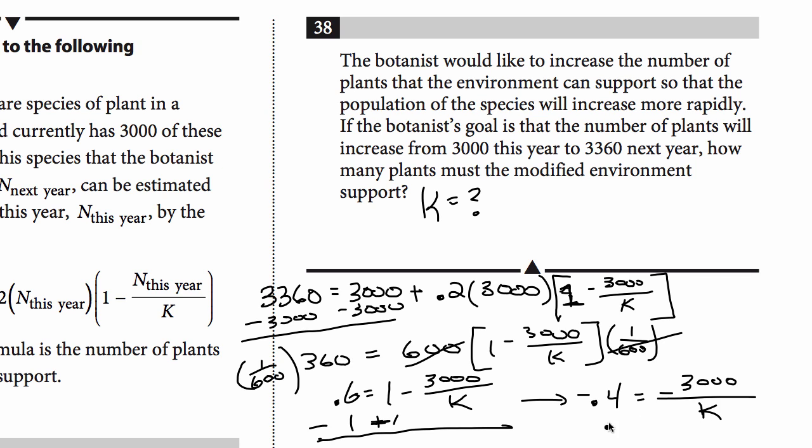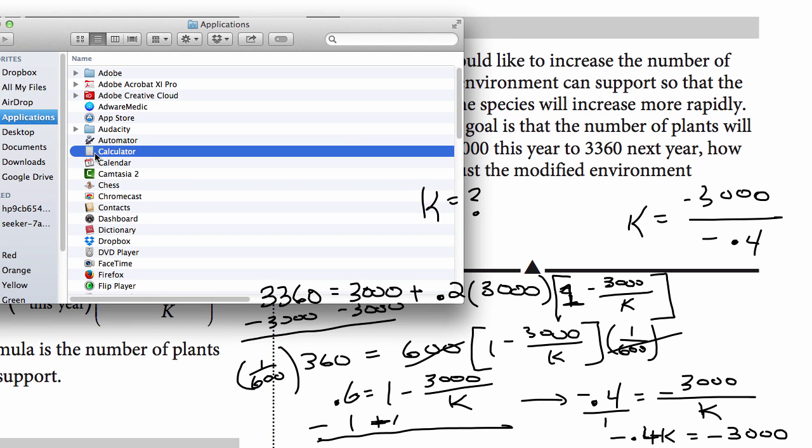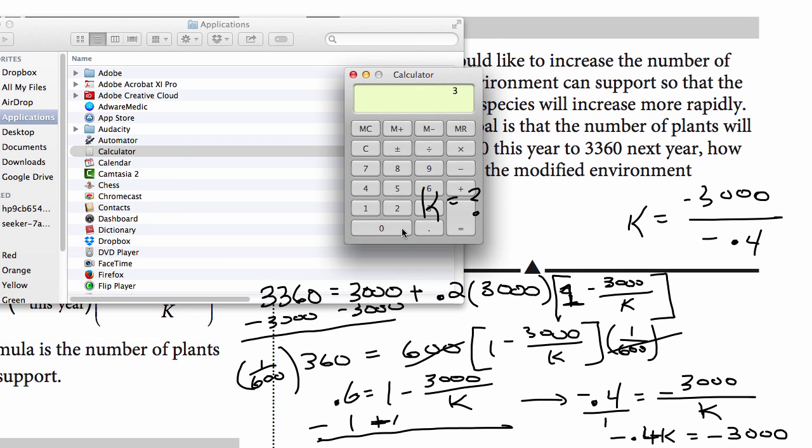And then if you cross multiply, you get negative 0.4 K equals negative 3,000. And your last step is just to divide by negative 0.4. So K equals negative 3,000 divided by negative 0.4. You can do that in the calculator real quick: 3,000 divided by 0.4, and you should get 7,500. That's your answer. All right, cool.